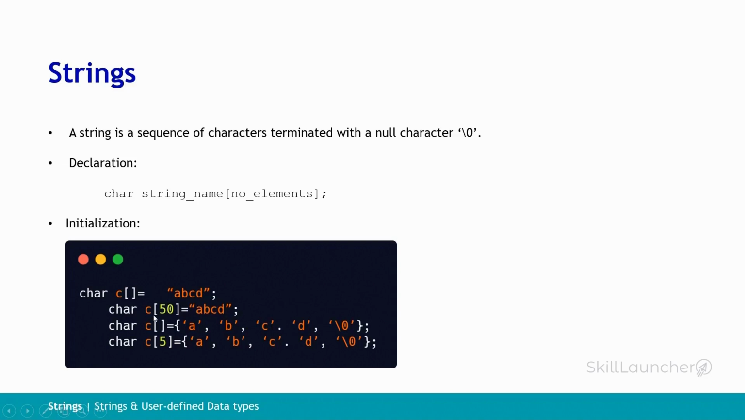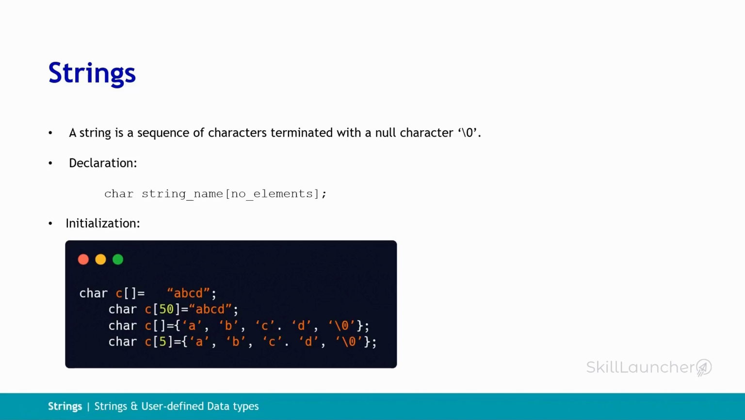The second type of initialization is by specifying the number of elements and by initializing some of the initial elements of the string. The third type of initialization is specifying each character quoted in a single quote, separated by comma, and enclosed within curly braces. It is important to note that while doing character by character initialization, we need to specify this null character at the end, which indicates the termination of a string.